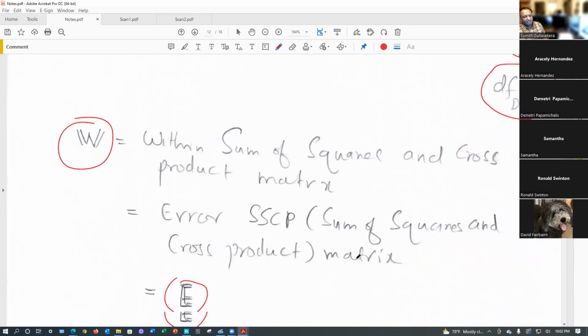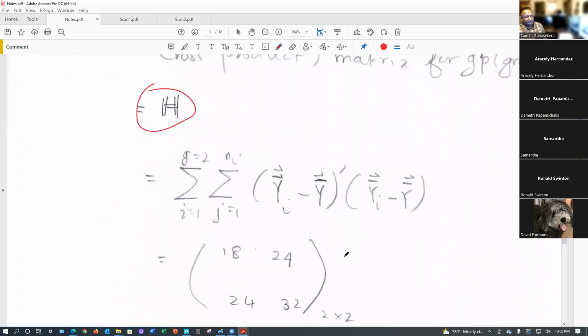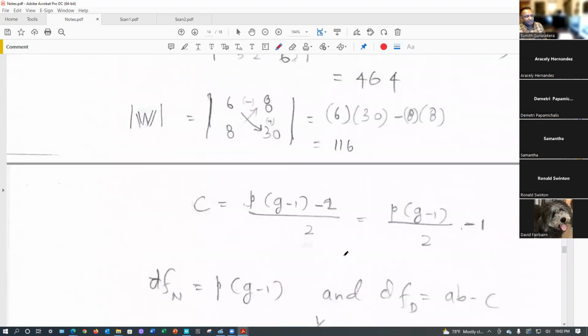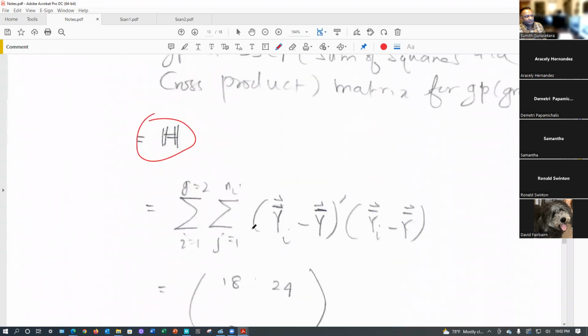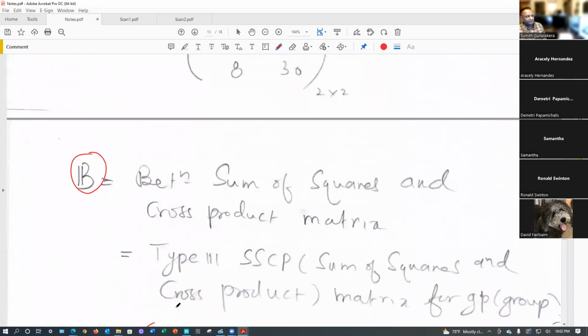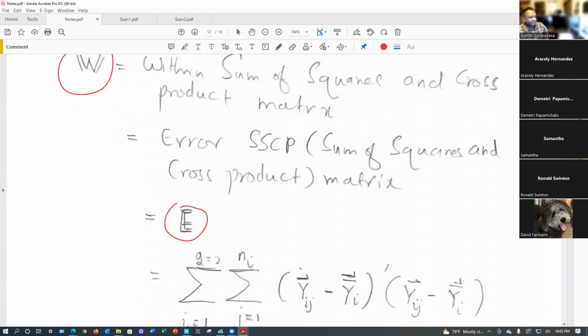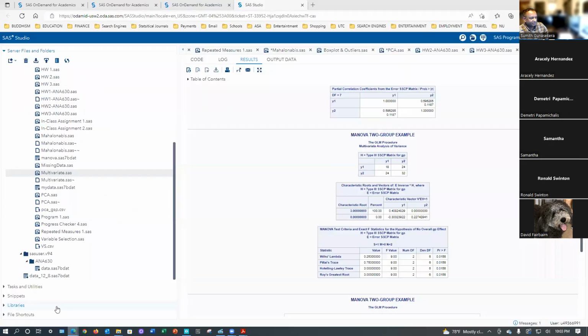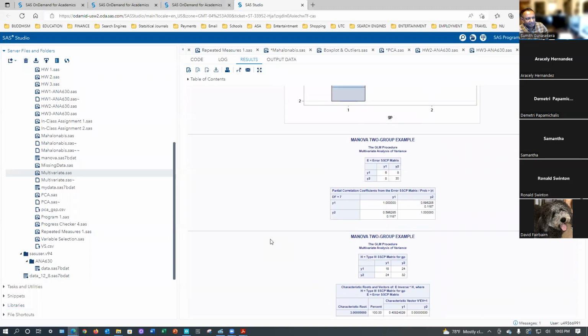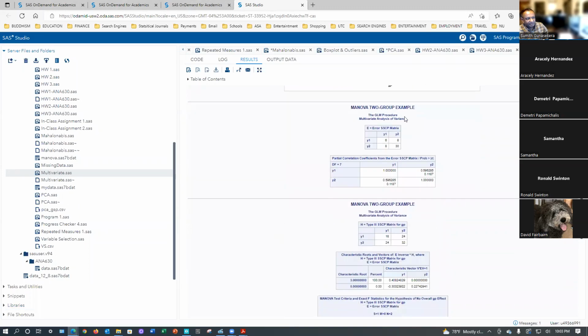On the other hand, through lambda, once we get the Wilks lambda, we built up Wilks lambda going through this one. So where are these B and W? Sorry, B, H and E on this printout. Okay, let's go ahead and have a look at it. H and E, where are they? See, what is this? Look at the E, 6, 8, 8, 30.